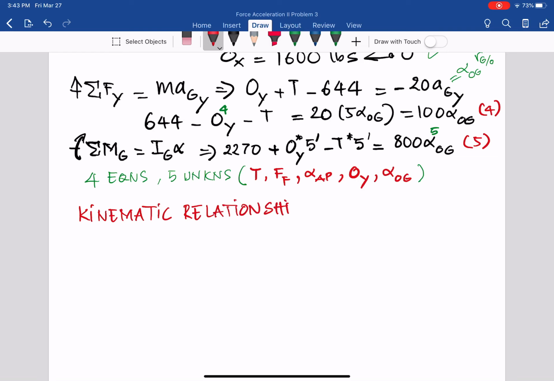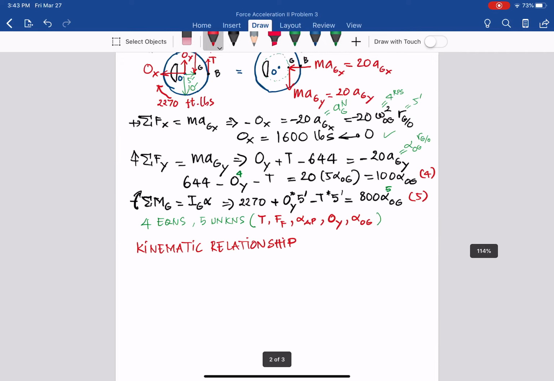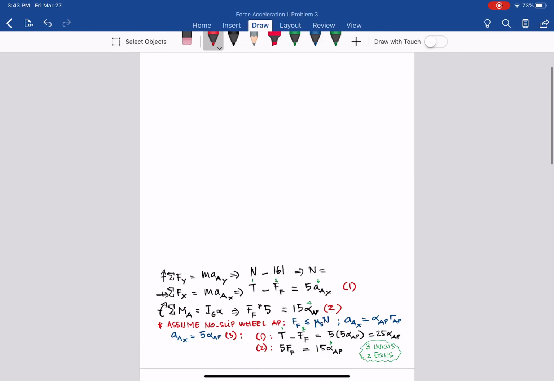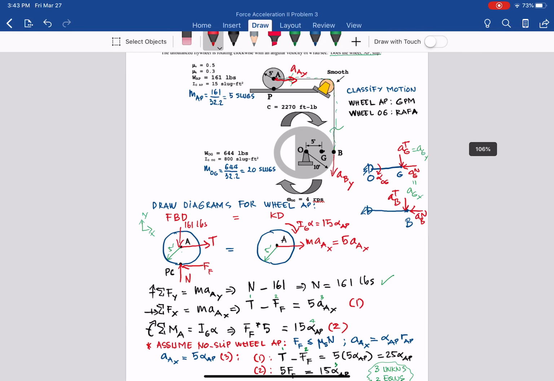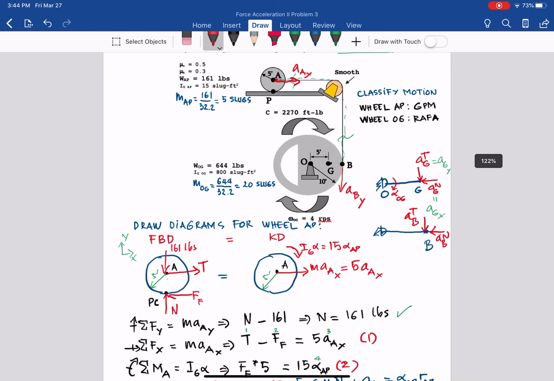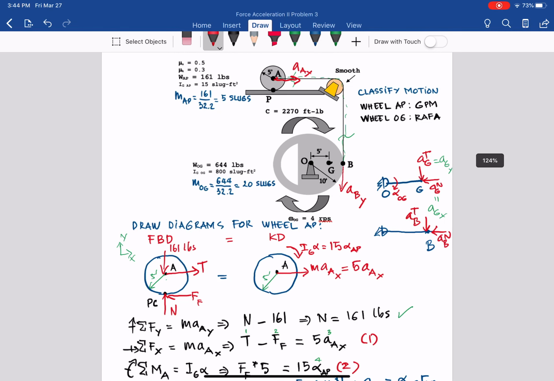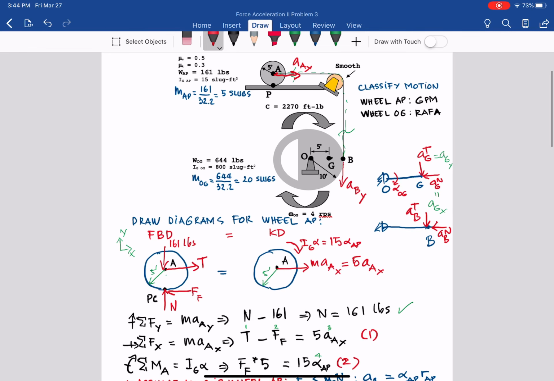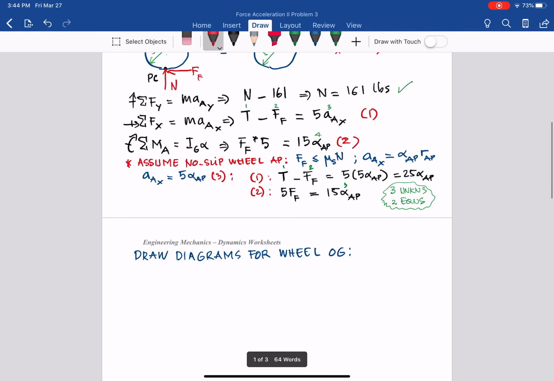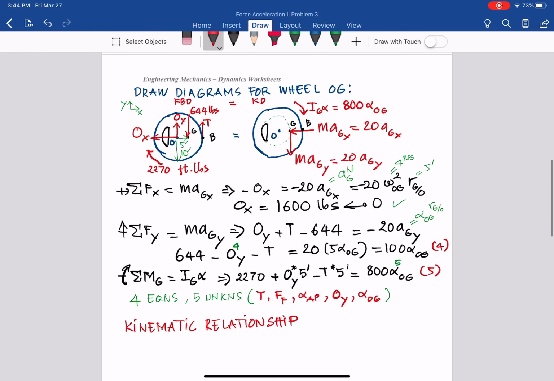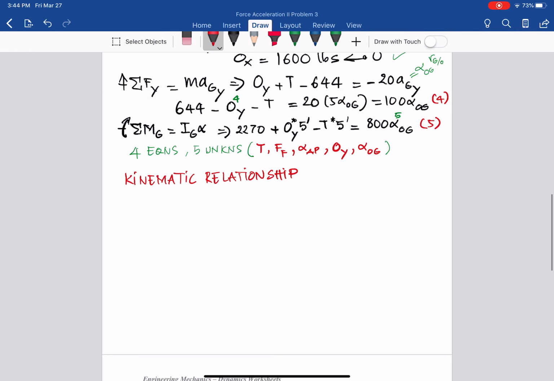And the bottom line for the kinematic relationship is you get the relationship between the unknowns already there. You don't introduce another unknown. For example, here, you can say the velocity of A in the X direction equals the velocity of B in the Y direction. But that introduces another unknown. You don't want to do that. You want to introduce a new equation without introducing new unknowns, right?